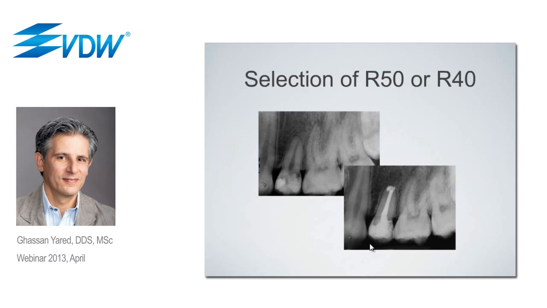There are some cases, like this one, where the canal is completely visible on the radiograph. In this case, we will use either the R40 or the R50, depending on the test that we will do with the hand file.